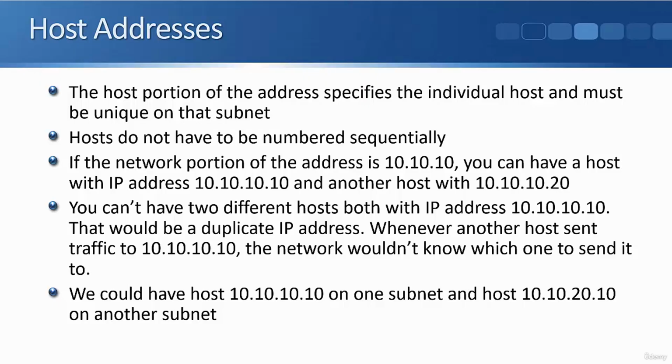You can't have two different hosts both with the same IP address. For example, we couldn't have two hosts both with address 10.10.10.10. That would be a duplicate address. And whenever any traffic was sent to 10.10.10.10, your network devices wouldn't know which host to send it to. So that's illegal. You can't have duplicate IP addresses. You could have host 10.10.10.10 on one subnet and host 10.10.20.10 on a different subnet. They're different subnets, so it's not a duplicate address. That's just fine.